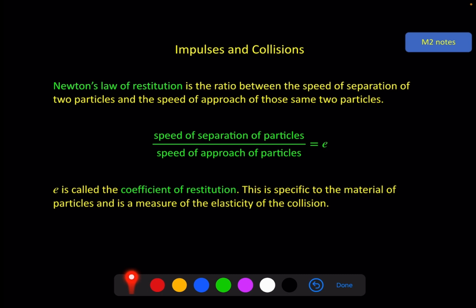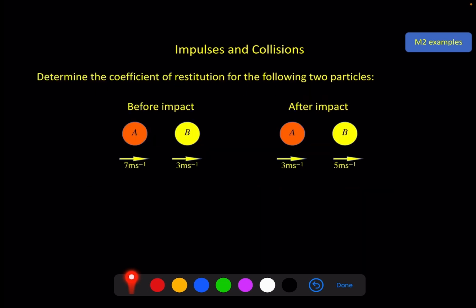That's an example of what this next sentence means. The coefficient of restitution is specific to the material of the particles involved, and it's a measure of the elasticity of the collision. If it's very elastic, it means the ball will rebound with something close to the speed it had going in. If it's not very elastic, we might say it's inelastic, then the particle will rebound with a much slower speed than when it went in. And I'll do a very quick example to show you how this ratio works in practice.